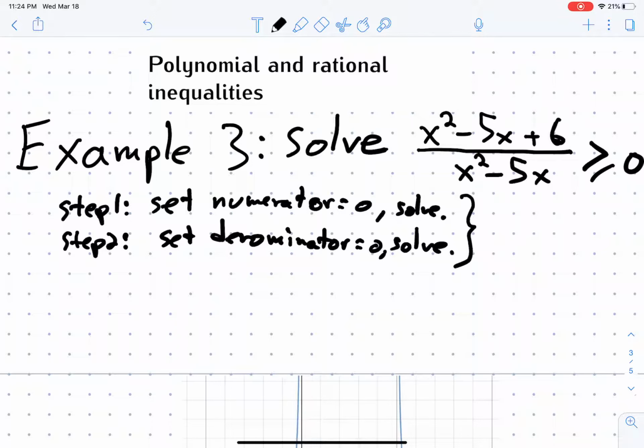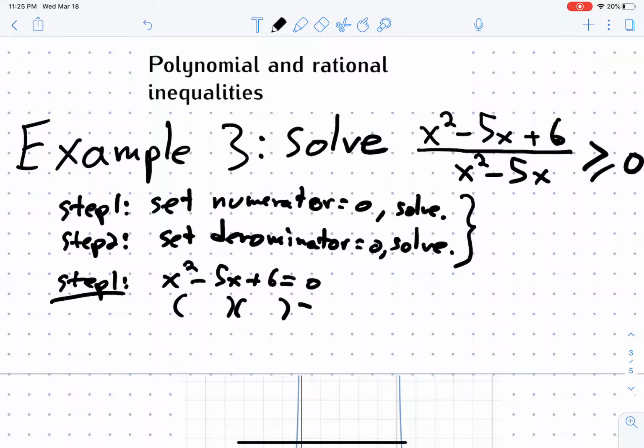Okay? So here's steps 1 and 2. In this case, it's luckily not so bad. So step 1: we set the numerator equal to 0, x squared minus 5x plus 6 equals 0. And to solve this, well, we can factor this one. We need 2 numbers that multiply to give positive 6 and add up to negative 5. And negative 2 and negative 3 work. Double check that for yourself.